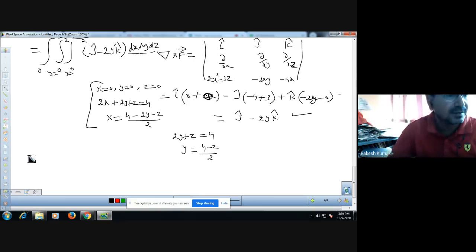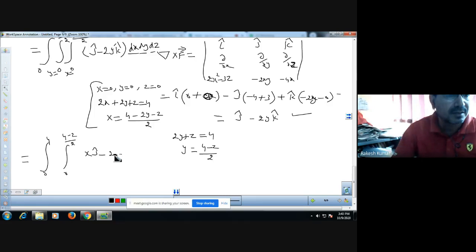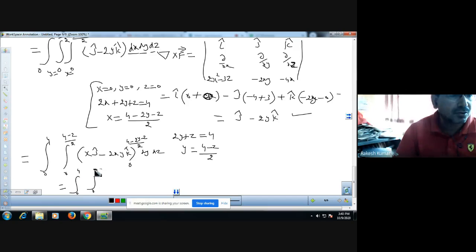And I will complete one step, that is 0 to 4, and that will be 0 to (4 minus z) over 2. Ultimately, what will be its integration? That will be x j minus 2xy k into dy dz, and the limits will be used. There will be 0 to (4 minus 2y minus z) over 2. Now you can put the limit 0 to (4 minus z) over 2.